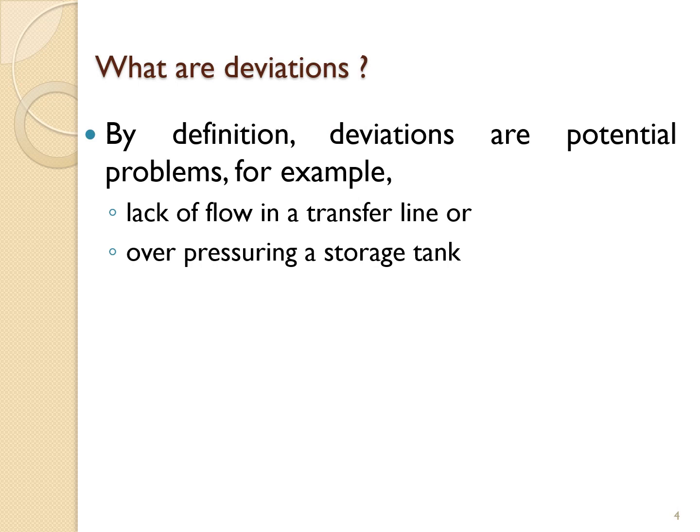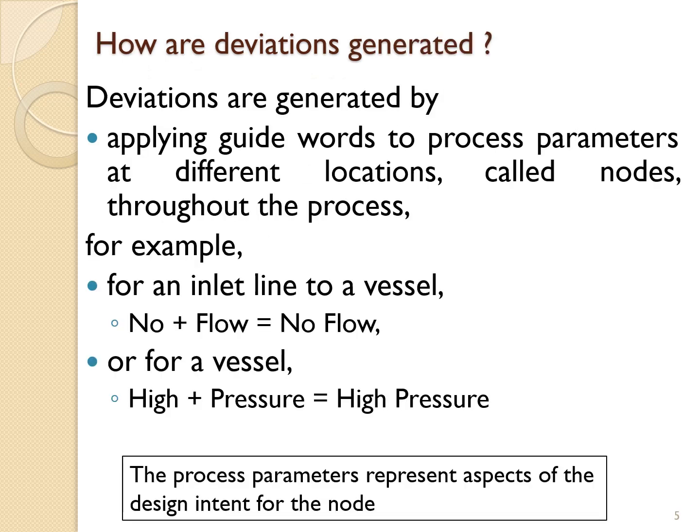So, what are deviations? By definition, deviations are potential problems. For example, lack of flow in a transfer line or overpressuring a storage tank. Now, how are the deviations generated? Deviations are generated by applying guide words to process parameters at different locations called nodes throughout the process.